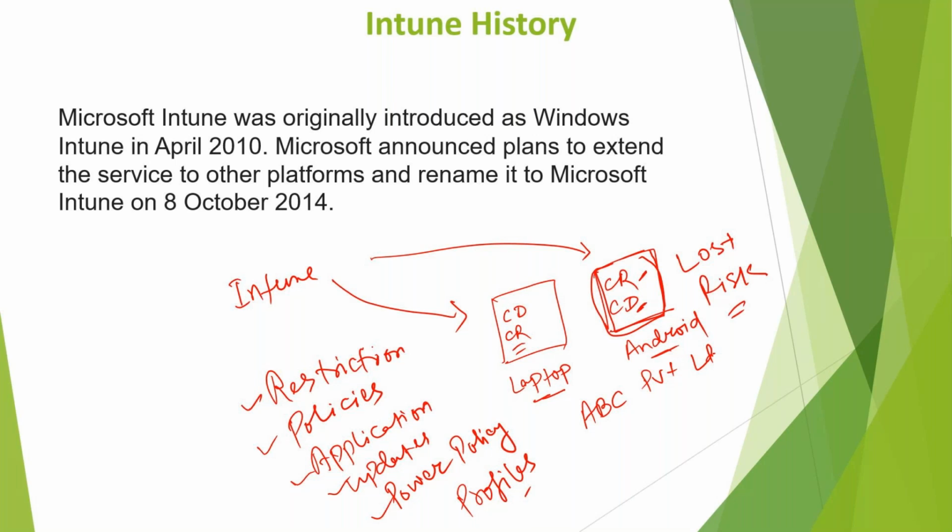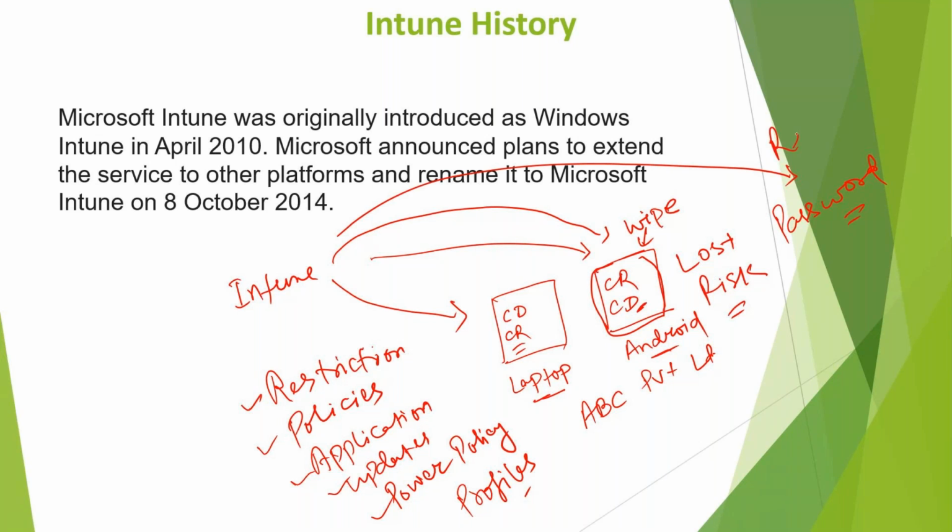So through Intune, we should have some mechanism to delete the data. From Intune, we can do wiping, right? We can wipe the device and delete the company data. Either delete the company data only or delete the whole device, like a factory reset. Plus, let's say you forgot your password and you are not able to unlock the device. From Intune, you can reset the password.